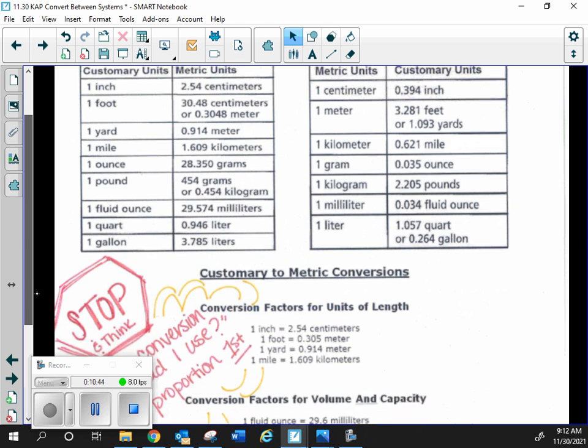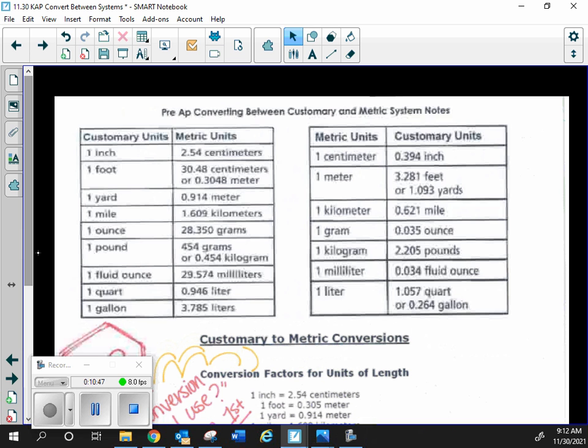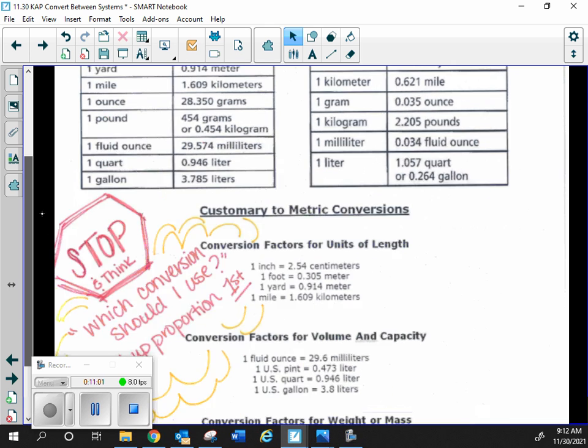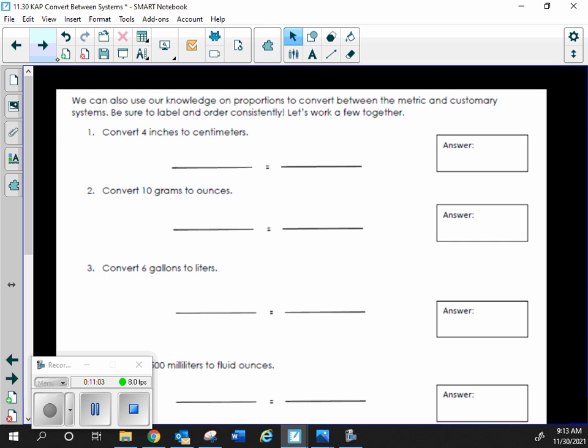Okay, so you'll notice on one side it goes from customary to metric, other side metric to customary. I'll show you how to make it work nicely each time, but let's just do a problem together so we can see that. So let's go ahead to that first problem. We're going to convert 4 inches into centimeters. So my two units are inches and centimeters. Marcella, which one do you want on top?